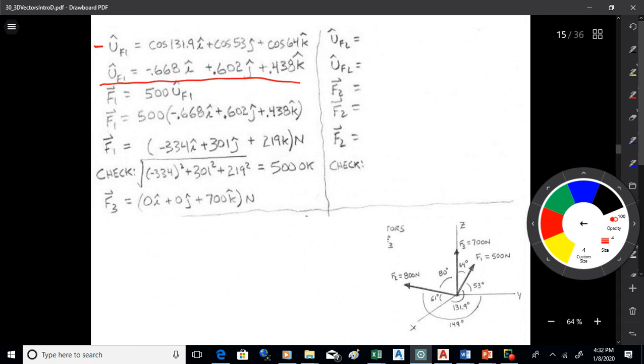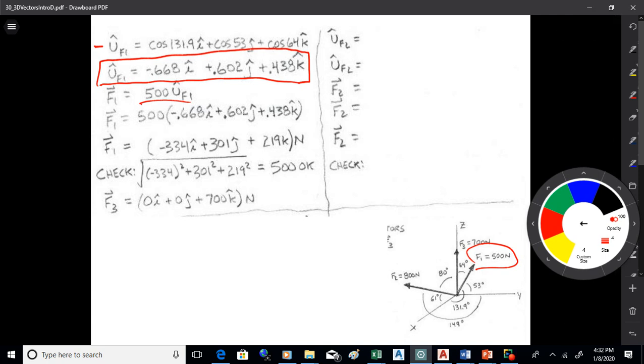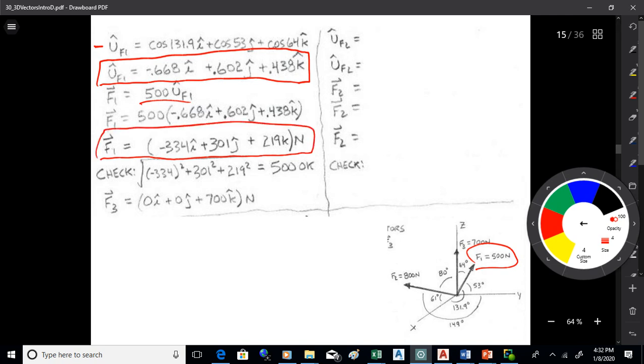See, I got 3 significant figures there, so I'm pretty good. That's the unit vector. By taking the cosine of the angles with the 3 axes, I get the unit vector. Then I scale it up by the magnitude. The unit vector has a magnitude of 1, so if I take a vector with a magnitude of 1 and multiply it up by 500, I'll have a vector with a magnitude of 500, where the components are proportioned out properly in the x, y, and z directions. That's what I'm doing there, and that gets me F1. Of course, I like to check my work, so I take the square root of the sum of the squares, and sure enough, that comes out to be 500, so that's looking pretty good.